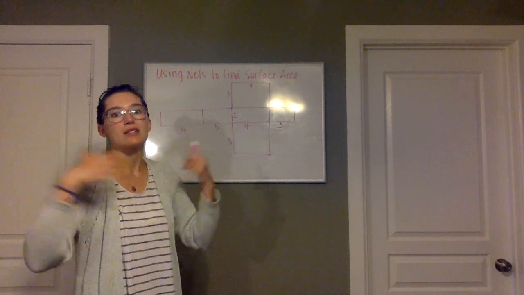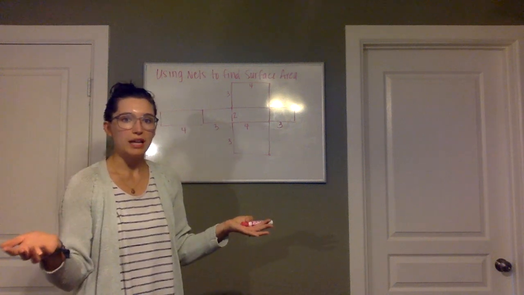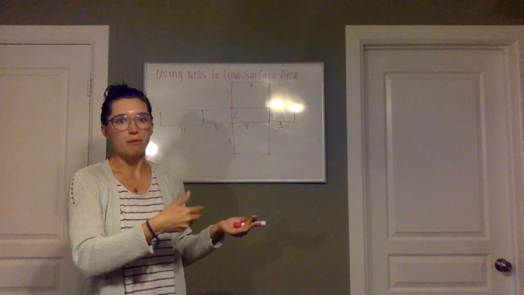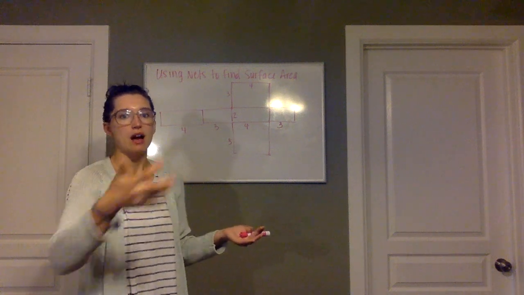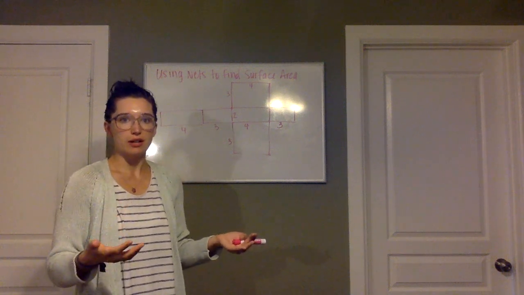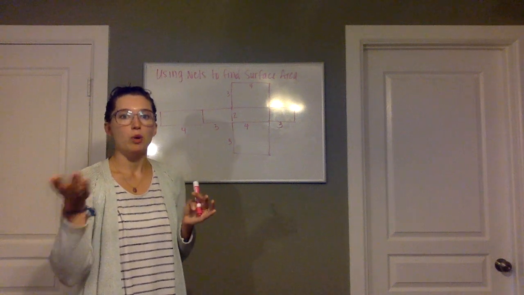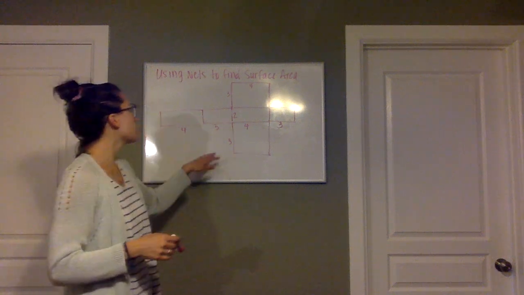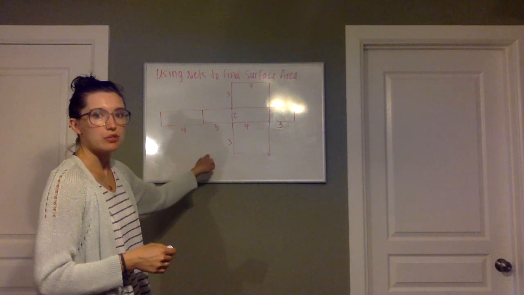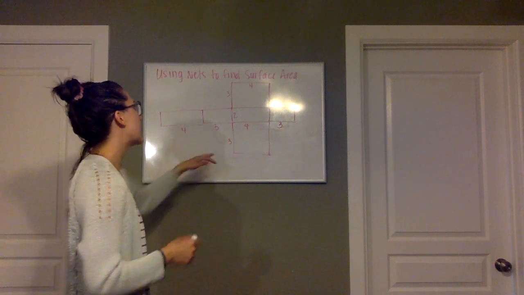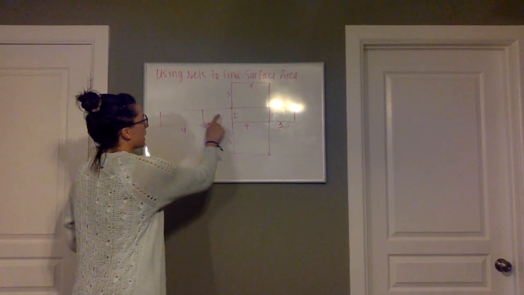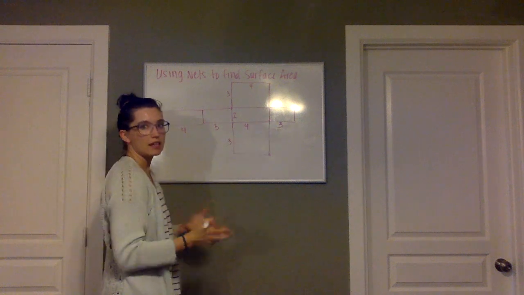But a net, because it's unfolded to a two-dimensional plane, you can see every part of the shape and then just find the area of each part to see the surface area, like we've been practicing, but in a more clear way. So if we were to find the surface area of this rectangular prism using a net, I would just need to find the area of each of these faces and then combine them.